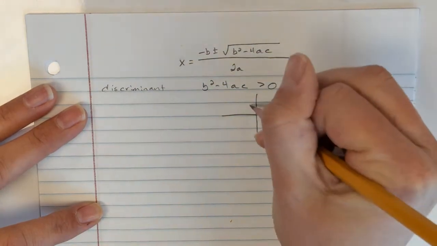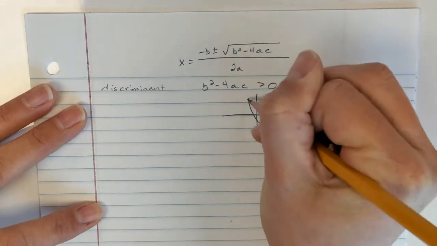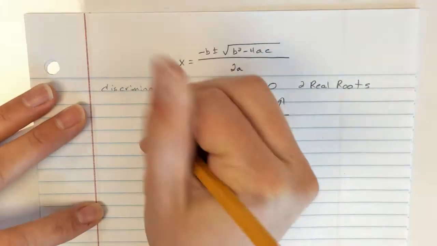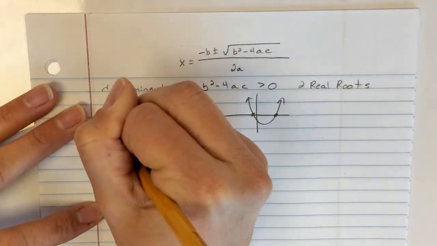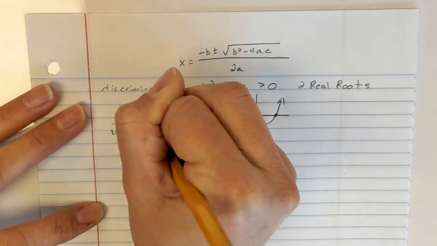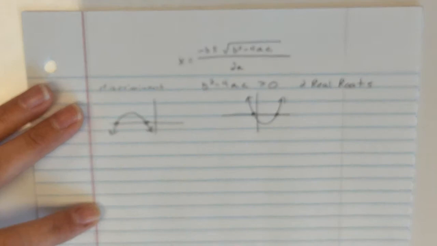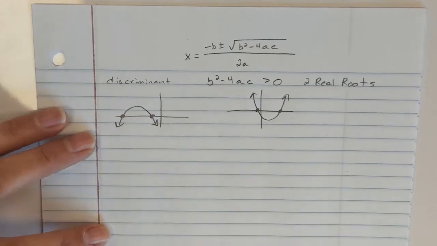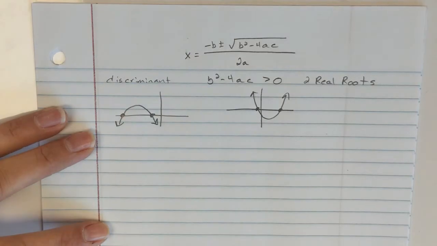So wherever that happens, I don't really know. No matter what happens, that means it is going to cross twice, regardless of whether it's facing up or facing down. If you have 2 real roots, that means it crosses the x-axis in 2 places that you can actually graph. Okay? So as far as conceptual questions, they could potentially say the discriminant is 34.